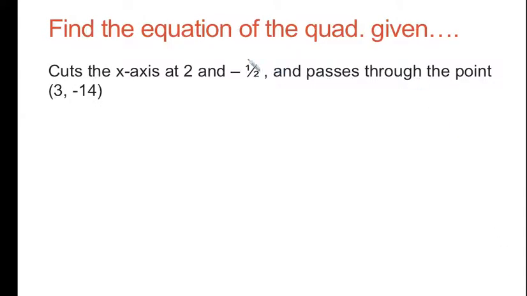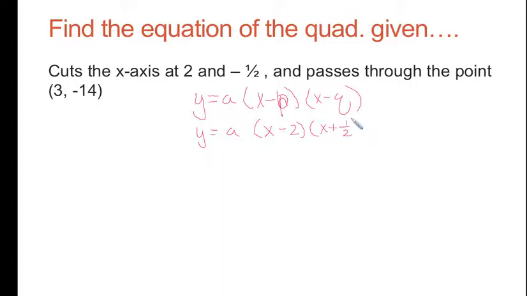So the next one we're going to look at, it cuts the x-axis at 2 and negative 1/2. So this is another one. We're given our intercepts. So let's write down that intercept form. Oh, that was P. So if it cuts it at 2, we know it's going to be x minus 2, and negative 1/2, x plus 1/2. And now we have this other coordinate.